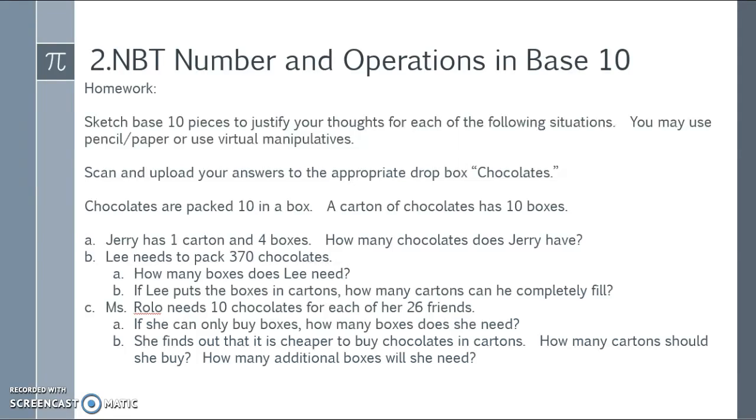Miss Rollo needs 10 chocolates for each of her 26 friends. If she can only buy boxes, how many boxes does she need? She finds out that it is cheaper to buy chocolates in cartons. How many cartons should she buy? How many additional boxes will she need?